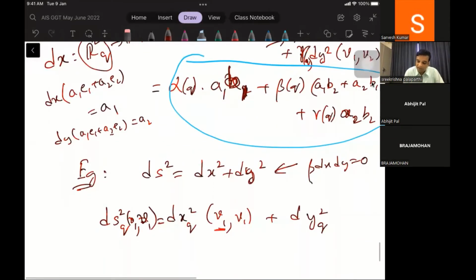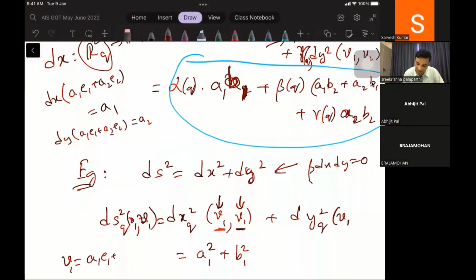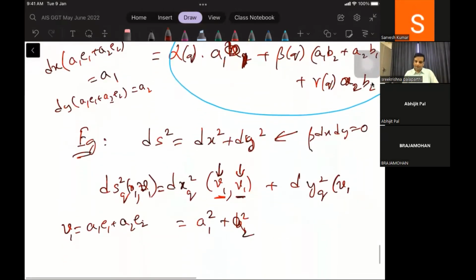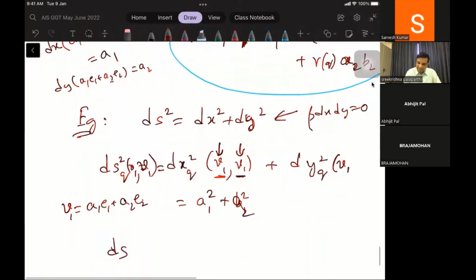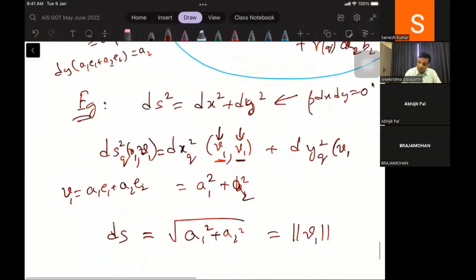So dx squared is basically dx tensor dx. I have used the word tensor. Basically, the first dx acts on this, and the second dx acts on that, etc. Since both the vectors are the same, you get a1 squared plus a2 squared. You will recognize that if you take the square root, ds is nothing but the square root of a1 squared plus a2 squared. This is the norm of the vector v1 in the Euclidean sense.